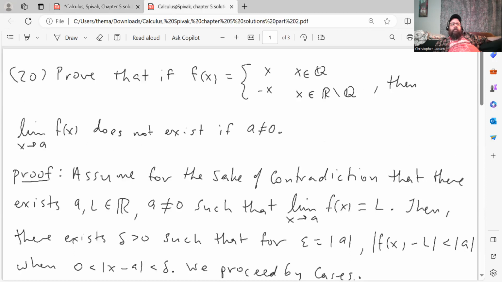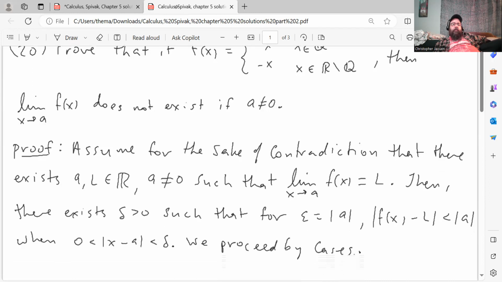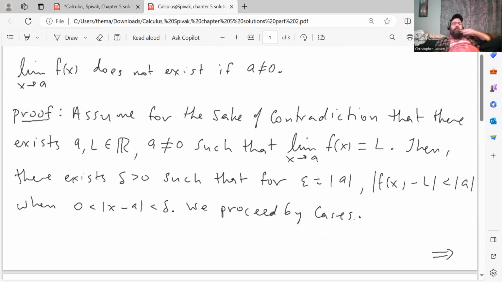Okay, 2 more problems that I have done so far. This is question 20, which is similar to the one that we just did. Prove that if f of x equals this piecewise function, defined to be x if x is rational, and defined to be negative x if x is irrational, then the limit as x goes to a of f of x does not exist if a is not 0. Okay, so here's my proof.